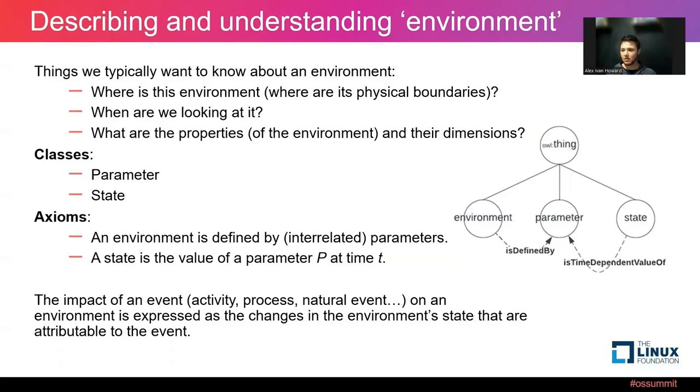Just a quick word here. You will see that all these diagrams in this section of the presentation start with the owl thing class at the very top. This is because we are developing this ontology as a web ontology. And according to our specification, the very top class of one's ontology must be the thing class. So all the classes that we've added up to now, agent, activity, environment, parameter, and state, are all subclasses of the top class thing.